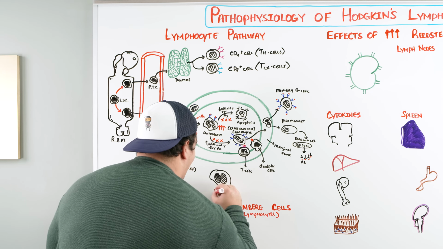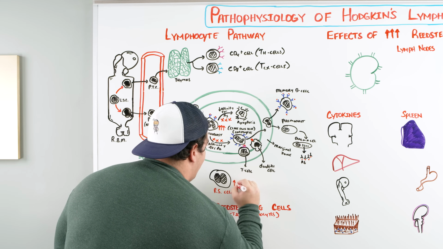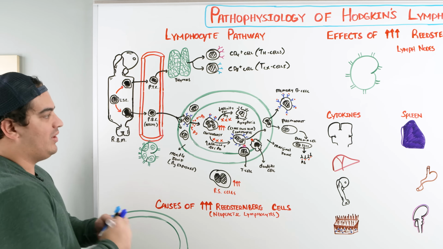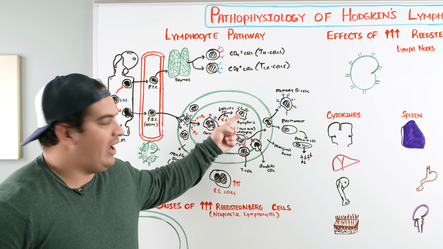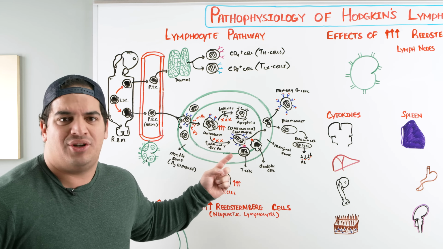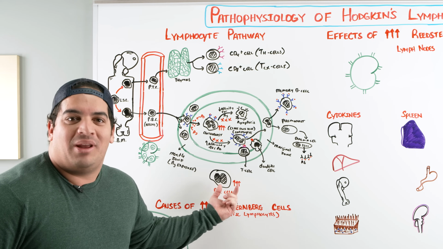So these are called Reed-Sternberg cells. And that's the problem. You get a bunch of these. And what's the reason why you get a bunch of these stuck in the lymph node? It's because the cells won't undergo apoptosis and they won't completely differentiate. And so you get a bunch of these owl eye looking cells that accumulate within the lymph node.